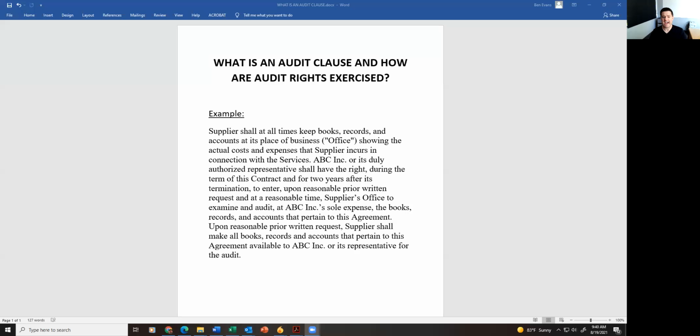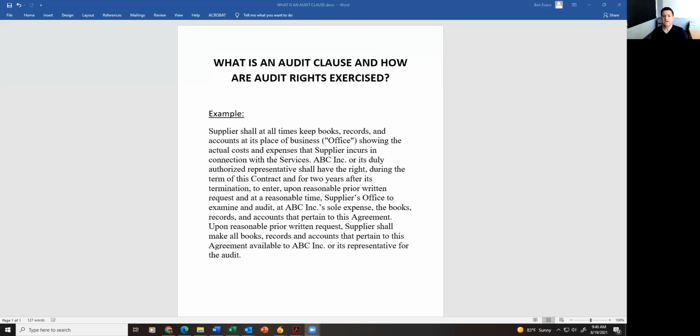Today, we are going to be talking about what is an audit clause and how are audit rights exercised. I did get a little bit of a better camera, a little bit of a better microphone, and we'll be using technology today to walk through a specific example of an audit clause. But before jumping into that example, I wanted to talk about what an audit clause is at a high level.